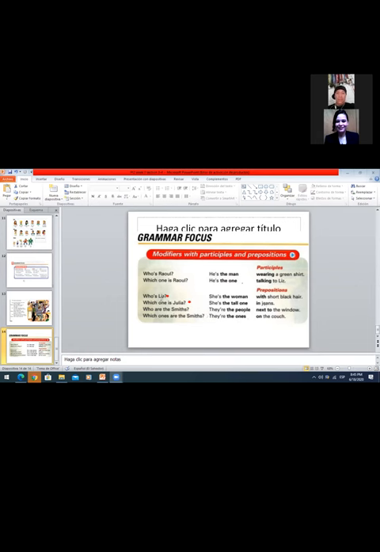Fíjense que cuando preguntamos which one is, podemos decir, he's the one wearing blah, blah, blah, or she's the adjetivo, right? She's the tall one, she's the short one, or she's the pretty one, right? So you can use adjectives there too. All right, great, thank you.